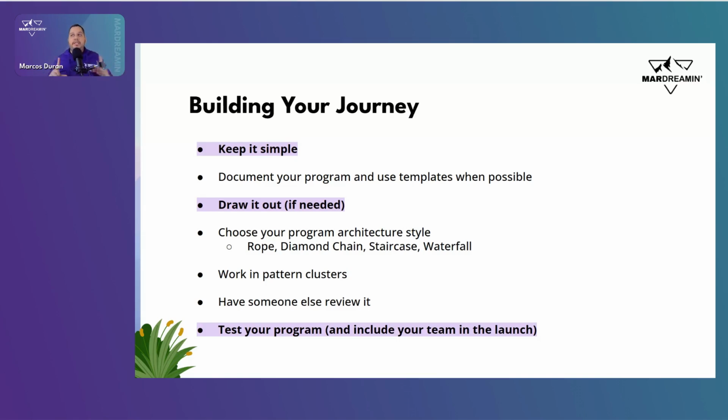We're going to talk about architecture style. I don't know if these actually have a name. I just came up with these because, to me, I'm a visual person. This is how they look. So a rope, you're just kind of going up and down. Diamond, right? Like a chain. You have staircase, like you're going up, and then you have a waterfall that's wide and then it goes down, right?